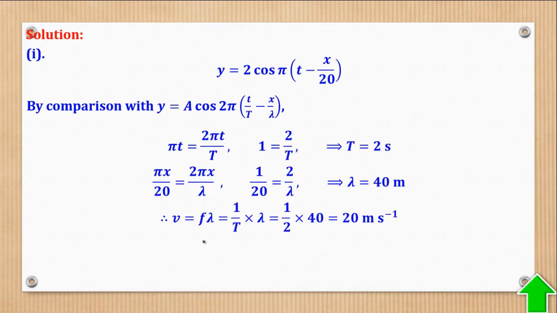Therefore, the speed will be equal to frequency times wavelength. Frequency is 1 over capital T, and the good thing, we know the value of capital T, so come and substitute for capital T and substitute for the wavelength to give you the speed they wanted.